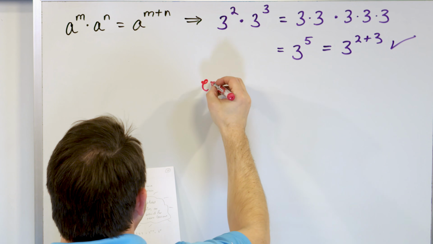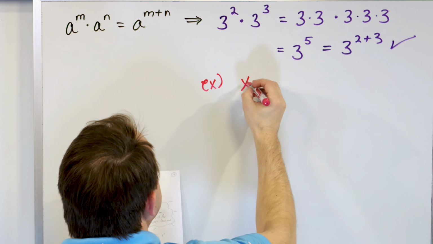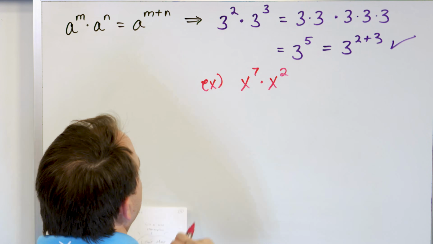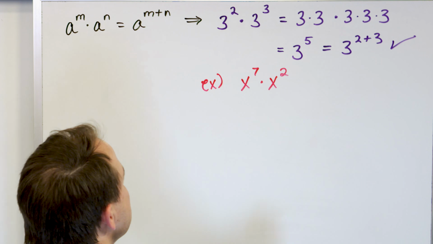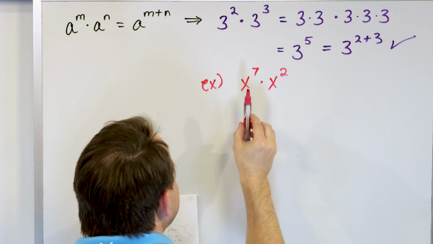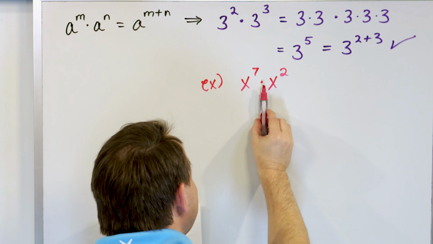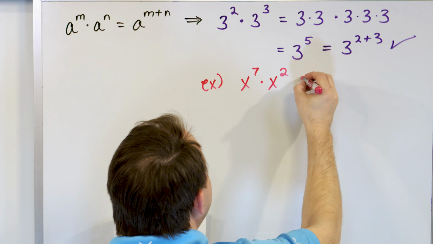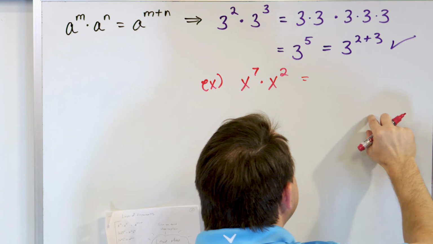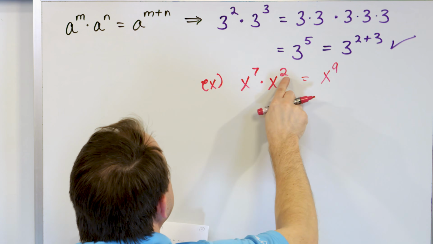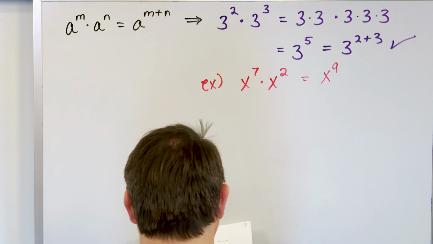Another example would be x to the 7th power times x to the 2nd power. Now we've been doing this kind of thing a lot, but you can think of this as x times x times x times x times x times x times x. That's 7 x's multiplied times x times x. So you have all these x's multiplied together, and you're going to add them together, x to the 9th power. So 7 plus 2, exactly what the rule tells us to do.